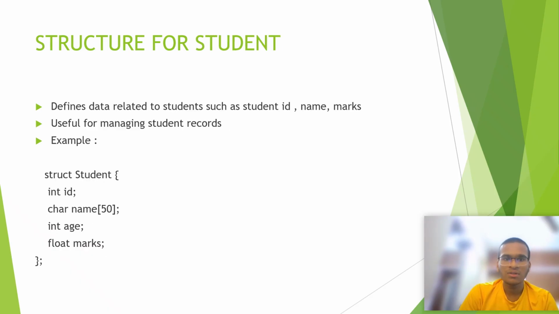Structure for student defines data related to students such as student ID, name, marks, useful for managing student records like ID numbers, pass or fail, marks, and so on. Here is the code for student: struct student { int id; char name[50]; int age; float marks; }; Here, age means you can give the age of the student.